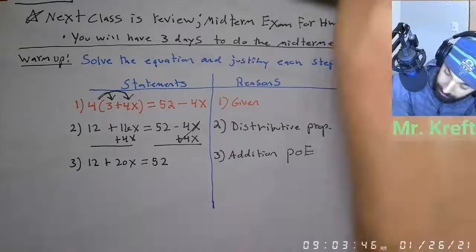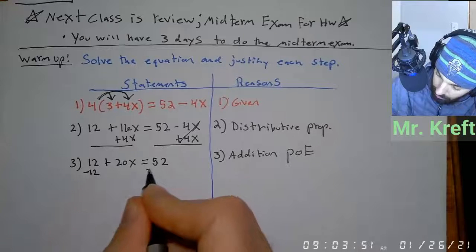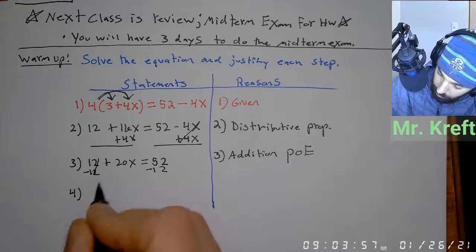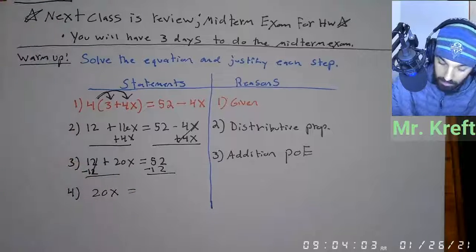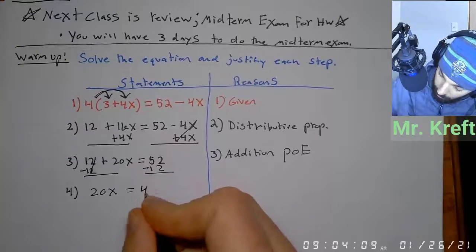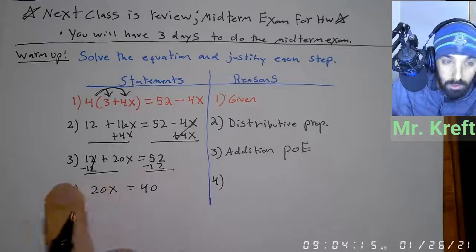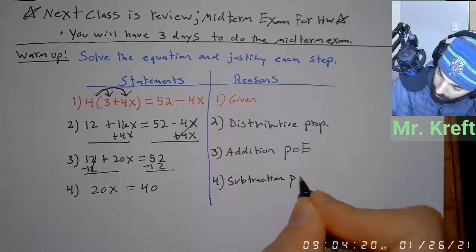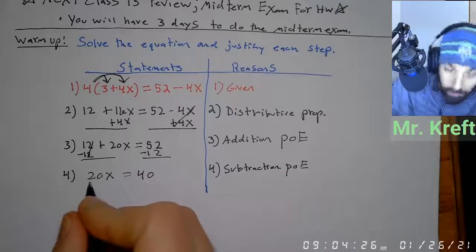All right, so I got here. The next thing I'm going to do, I want to get this x term by itself, so I'm going to subtract 12 from both sides. Step 4. I end up getting 20x equals, and I'm having a little brain fart right now because so much is going on. I don't know why I didn't do that in my head, so I get 40. Then I write down my reason. What did I do here? We did subtraction, POE.